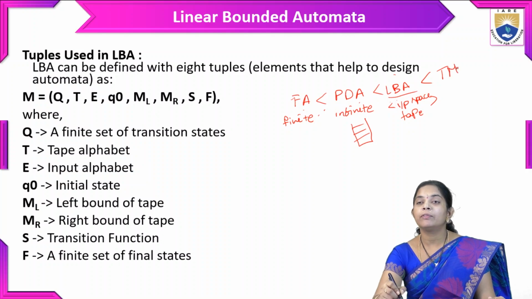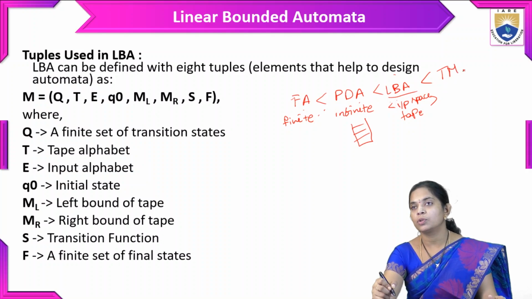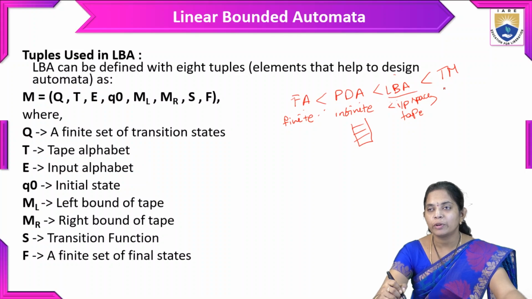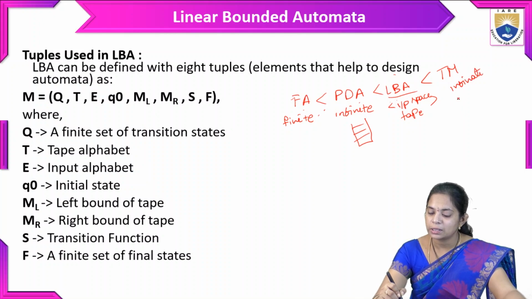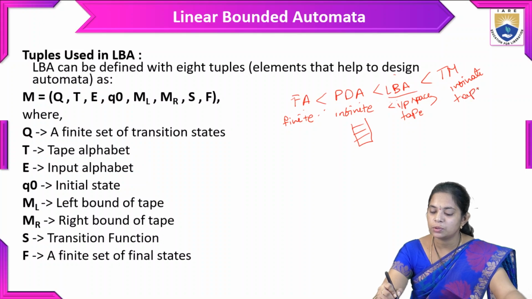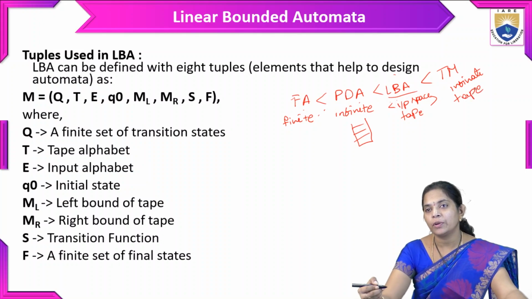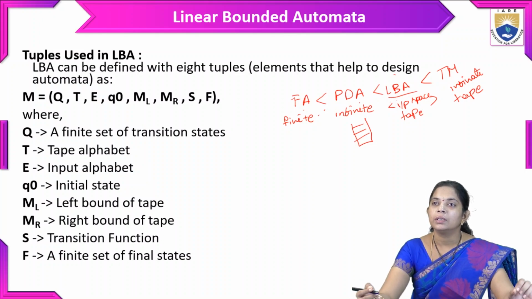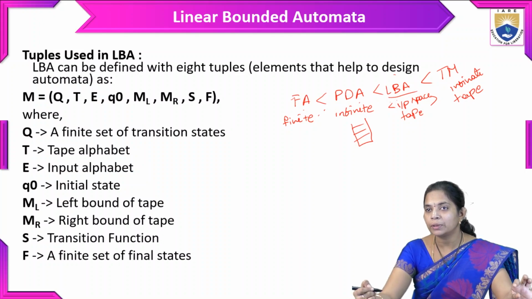These are all less powerful than Turing machines. So Turing machines are more powerful than these three. Why? Because an infinite tape is used here. We are going to use an infinite tape, so we can insert many values into the infinite amount of tape.